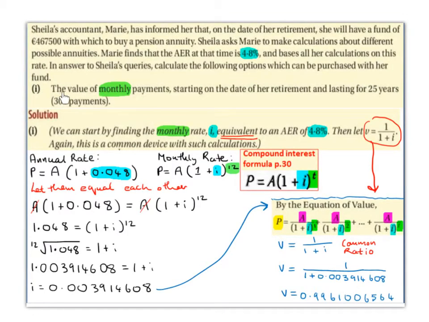Part 1. The value of monthly payments starting on the date of her retirement and lasting for 25 years, which is 300 payments, because 25 times 12 is 300. We can start by finding the monthly rate, i, equivalent to an AER of 4.8%. Then let v equal 1 over 1 plus i, which is the common ratio. Again, this is a common device with such calculations.